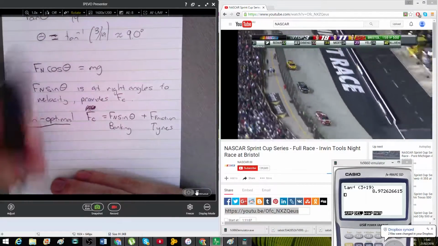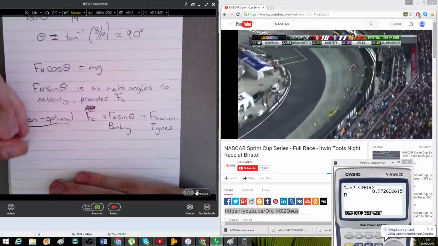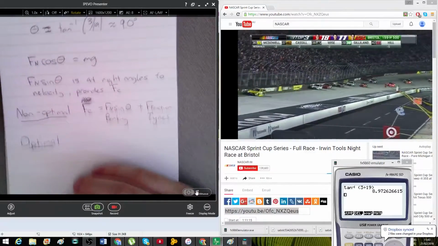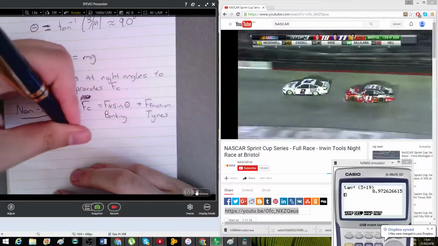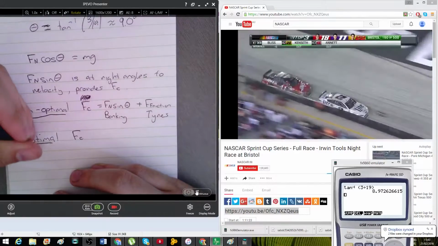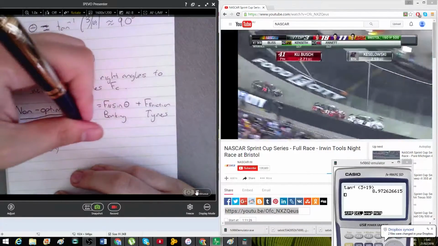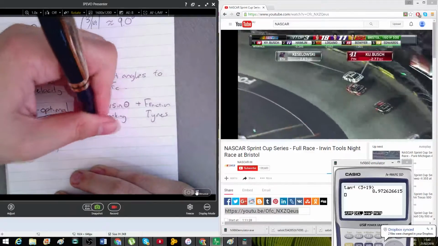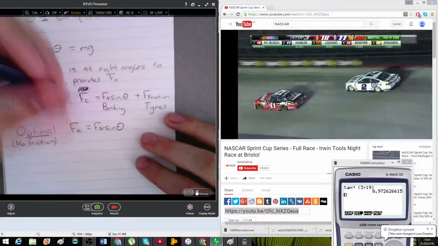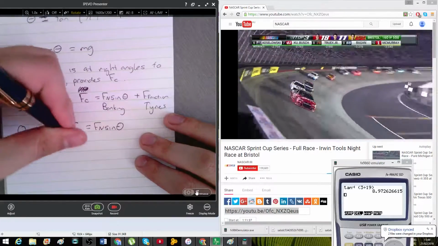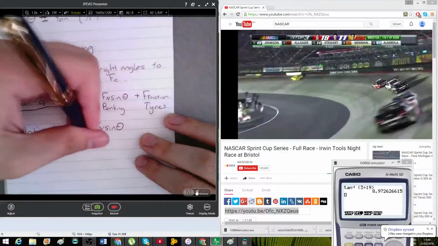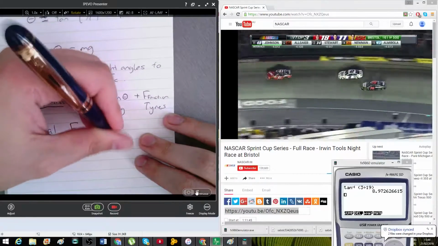All right, but let's look at the optimal case. Optimal case, centrifugal acceleration. The optimal case is no friction. Centrifugal acceleration is equal to Fn sine theta. Just to expand, now we've got a formula for centrifugal acceleration: mv squared over r equals Fn sine theta.